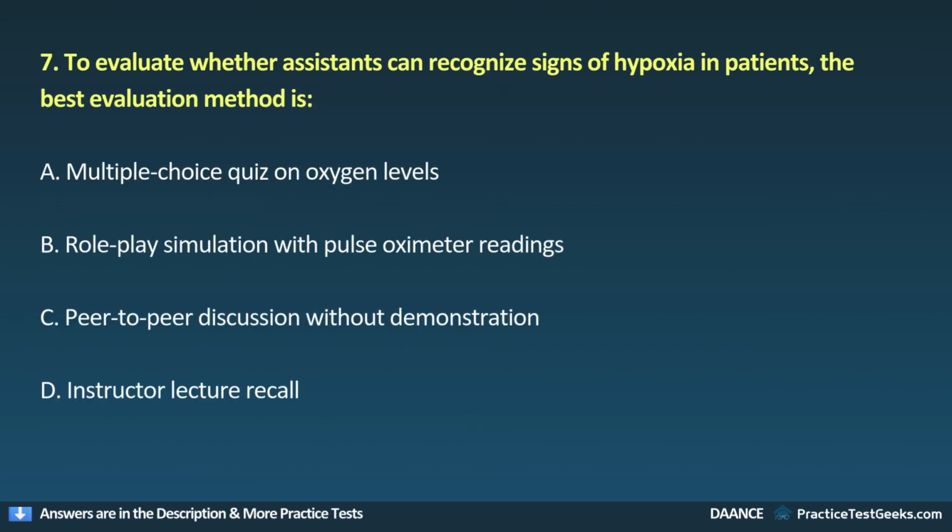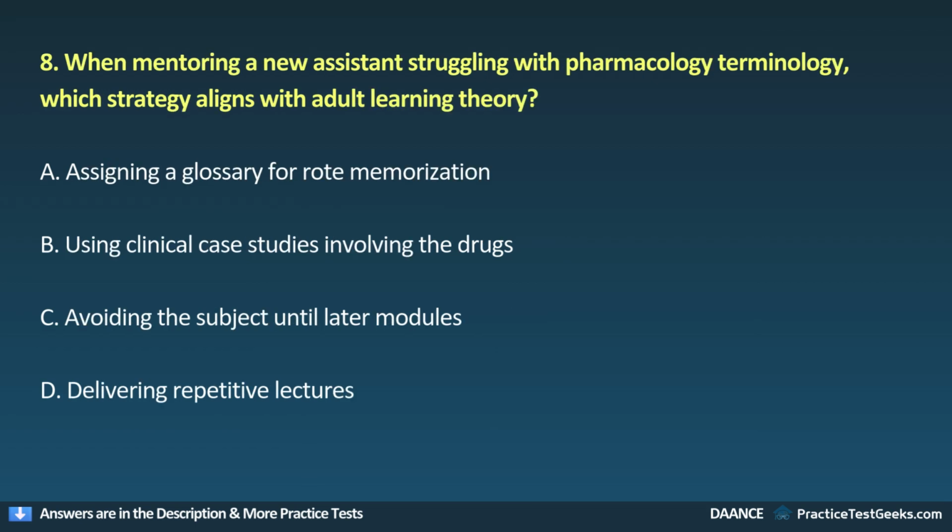7. To evaluate whether assistants can recognize signs of hypoxia in patients, the best evaluation method is: A. Multiple choice quiz on oxygen levels. B. Role-play simulation with pulse oximeter readings. C. Peer-to-peer discussion without demonstration. D. Instructor lecture recall.